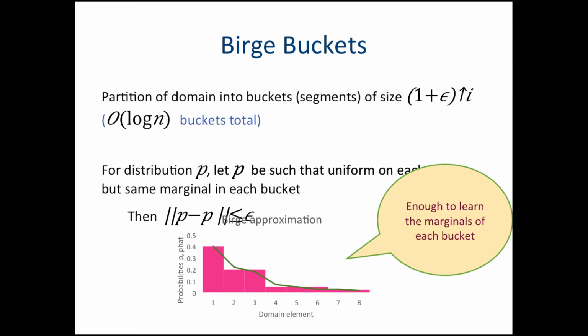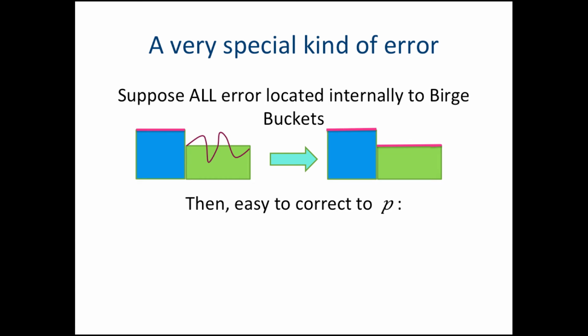Okay. Well, I just want to point out a simple observation. Now suppose you have a distribution that's not monotone, but if you looked at the Birge bucketing for this distribution, the marginals would be monotone. But the only error you have is within a bucket. Like the marginal here is fine, it's less than this guy, but within the bucket it's all messed up. It's not monotone at all.